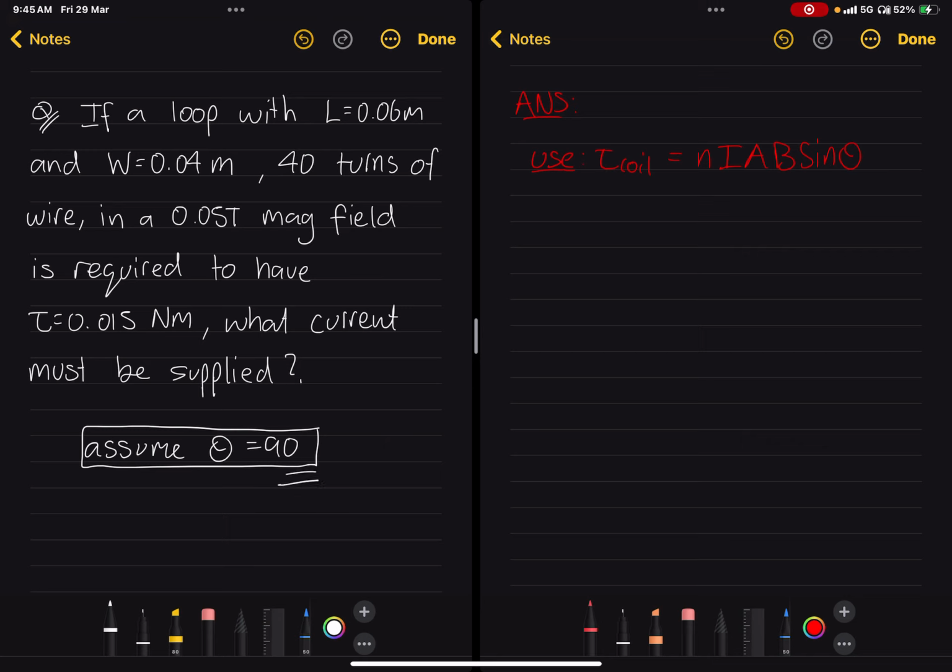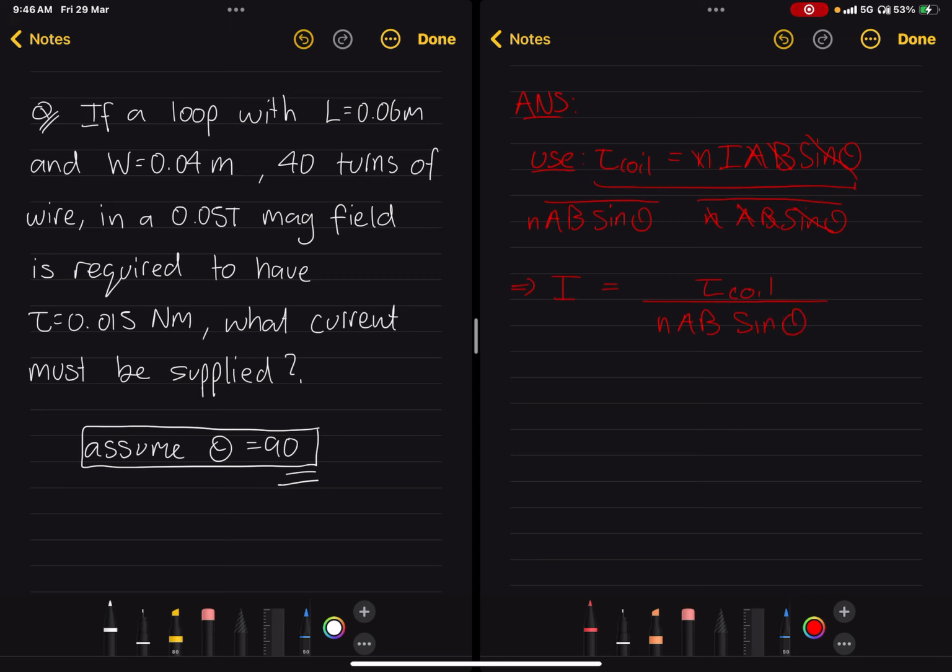We need to solve this torque on a coil formula for current. So we're going to divide both sides by N, A, B, and sine theta. This will cancel the N, cancel the A, cancel the B, cancel the sine theta. This tells us that current is torque on the coil divided by N, A, B, sine theta.